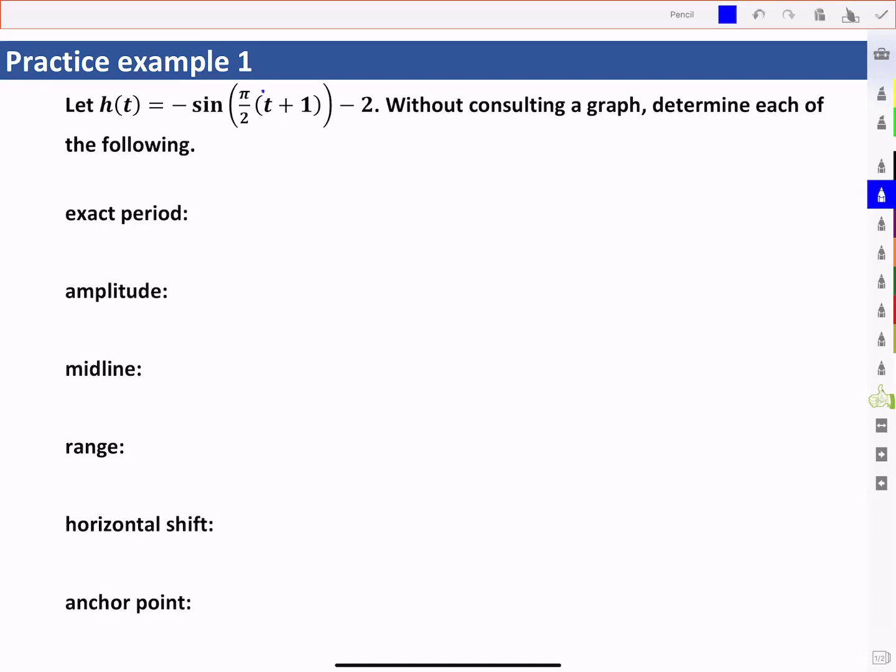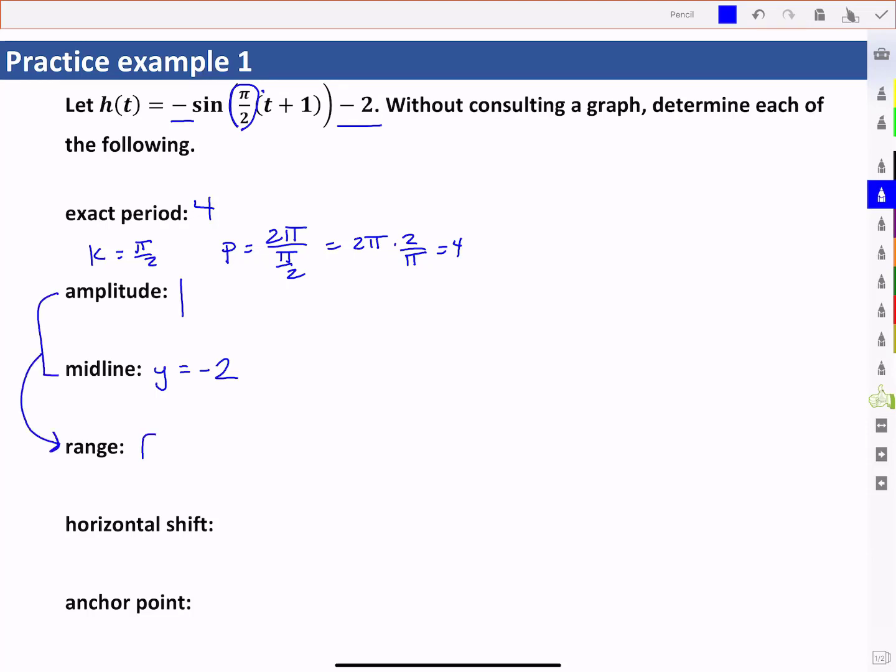Okay, so we can identify that the k value is pi over 2, and we know the period equals 2 pi over k. Simplifying, we get 2 pi times the reciprocal 2 over pi, which equals 4, making the period 4. The a value is negative 1, so the amplitude is 1. The graph has been shifted down 2, so the midline is y equals negative 2. And since the midline is y equals negative 2 and the amplitude is 1, the range will be negative 3, comma negative 1. Because of the t plus 1, the horizontal shift is left 1 unit.